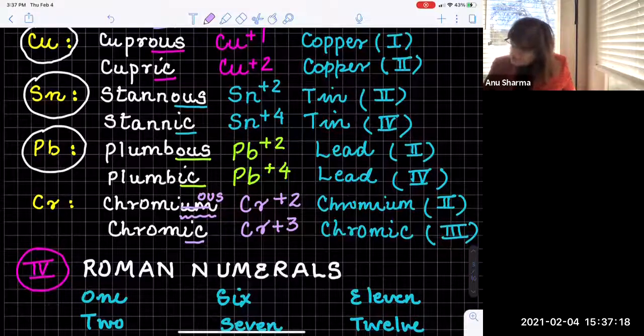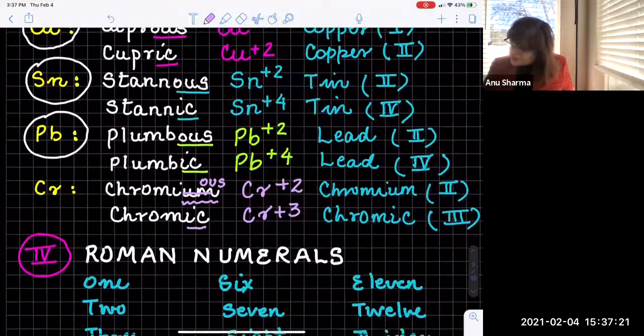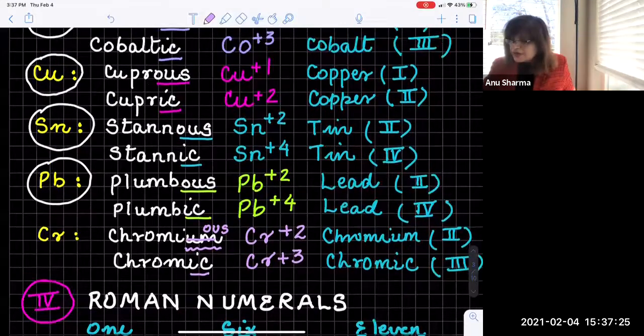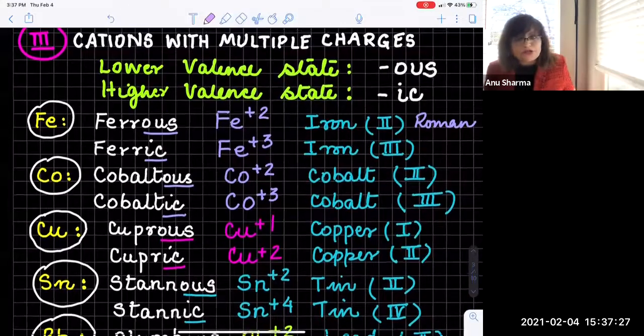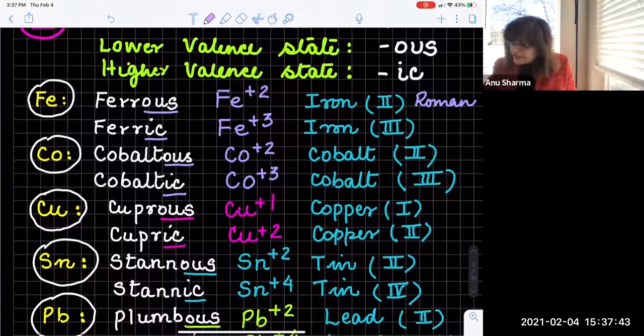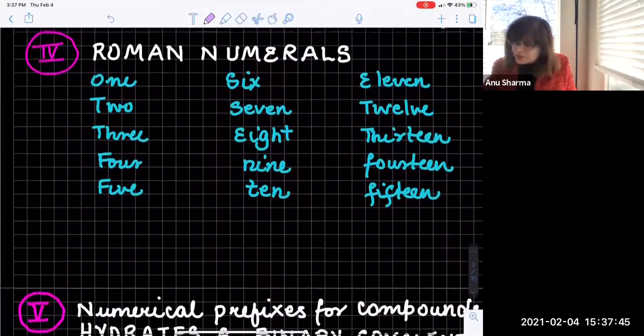Okay, now we have these, so two ways you can write these elements, which are the transition and post-transition elements, and not all of them, but these and a few more. They exist in variable valence states, and these variable valence states can be written in two ways, either in the ous and ic format, or in the Roman numeral format, as you can see on the right-hand side. Now let's just do a quick review of the Roman numerals.